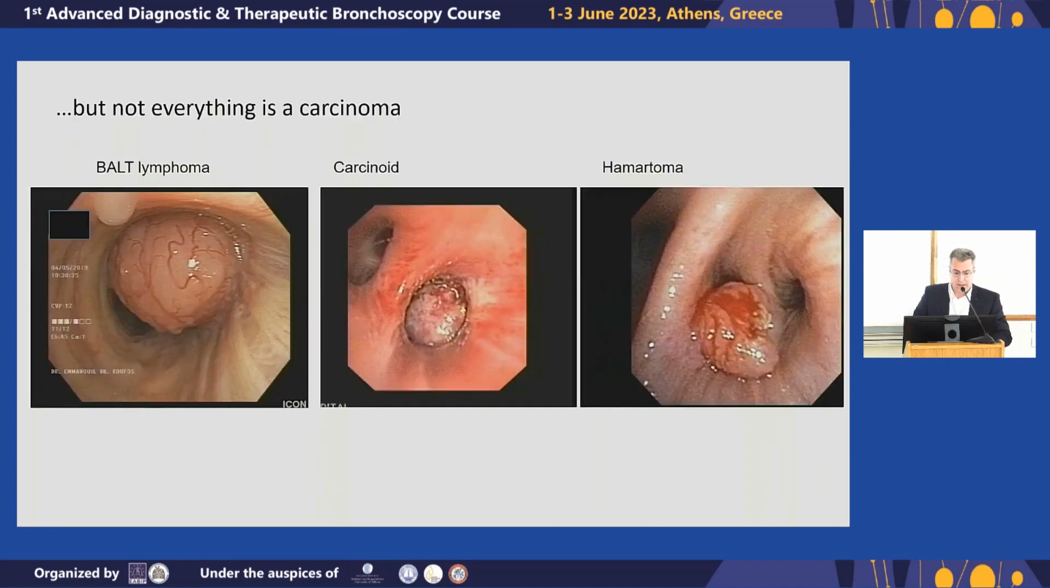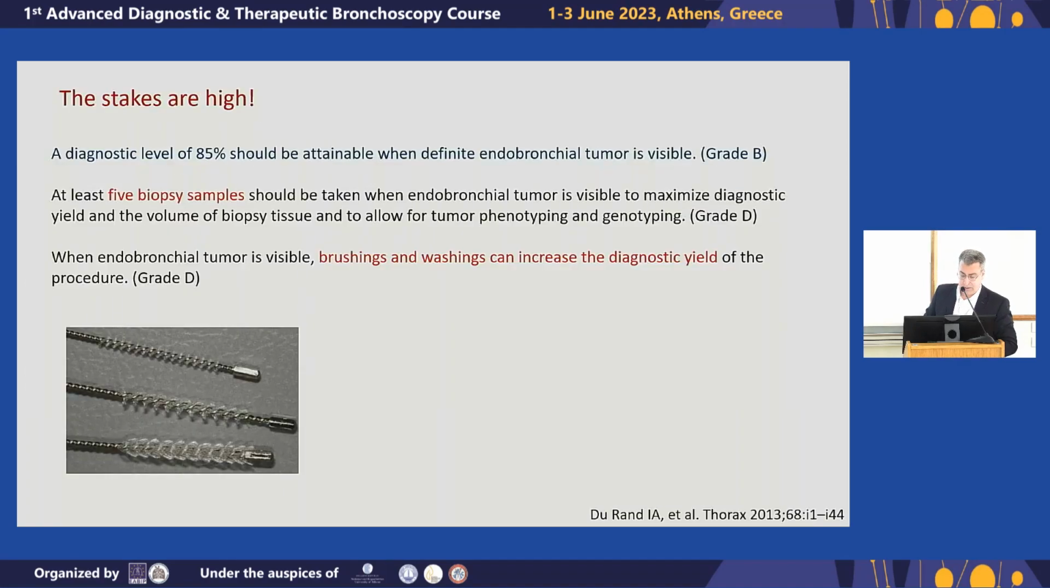So, not everything is a carcinoma. We can have quite bleeding lesions. We can have a bulk lymphoma, as you see on the left, or a carcinoid. Carcinoids are notorious for bleeding, so we need to be very efficient with our techniques in order to get biopsies or even remove the whole lesion without causing significant bleeding to the patient. And we can have some hamartomas, which are also quite bleeding, as you can see in the right image.